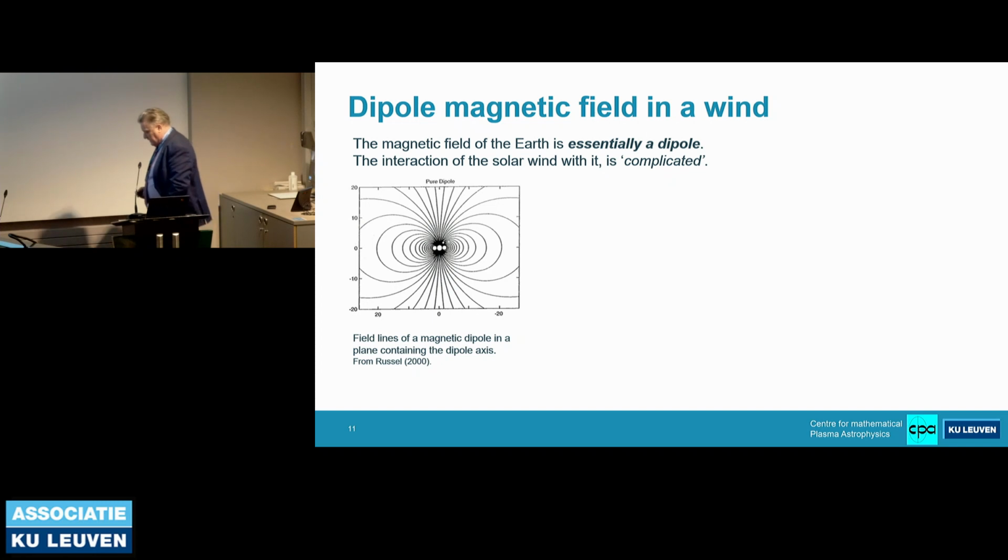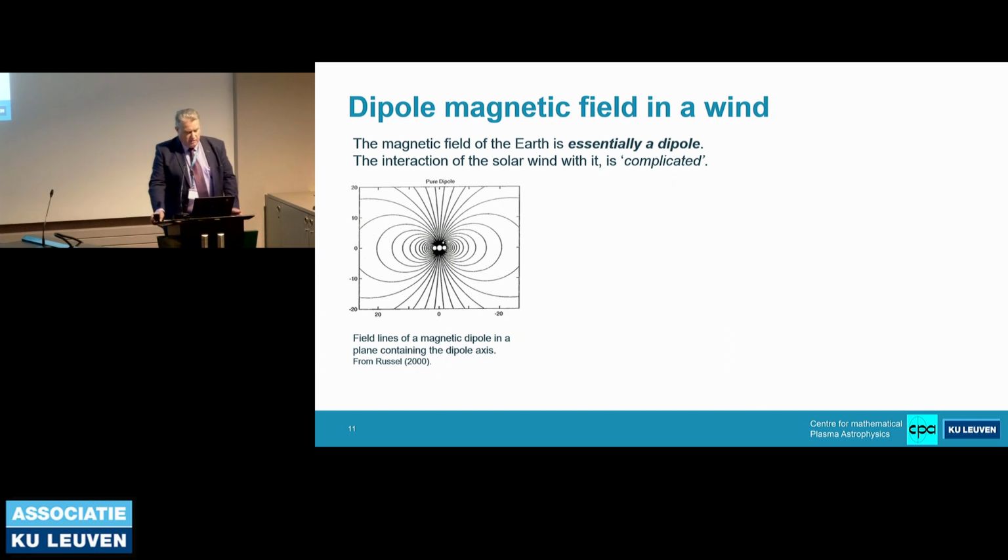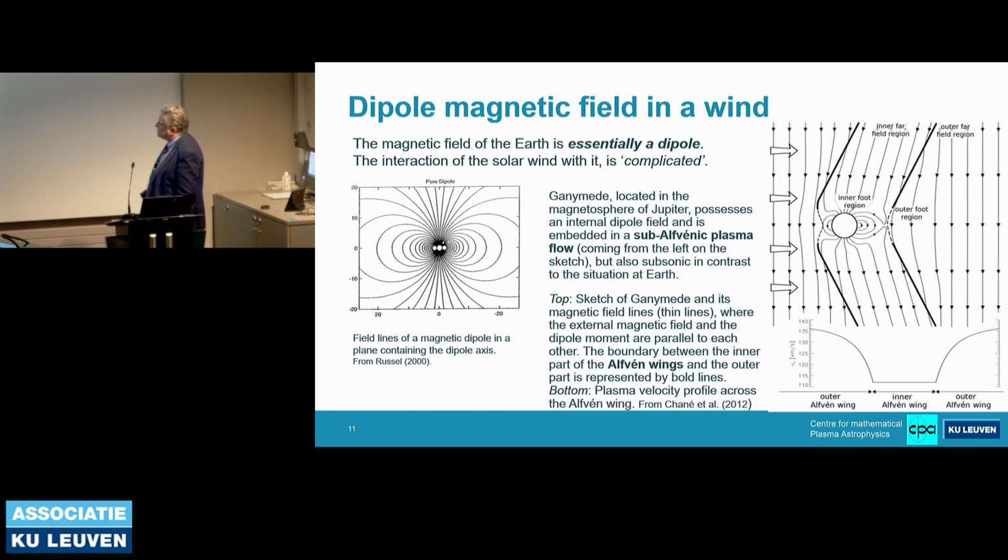So the magnetic field of the Earth is generally essentially a dipole, but of course, because the solar wind, as I mentioned, is also magnetized, the interaction of this dipole with the solar wind is complicated. And the complication you can see also in Ganymede. Ganymede is a moon of Jupiter, which also has a dipole magnetic field, but it is located in the magnetosphere of Jupiter. And so there the wind is already decelerated, and so there the interaction of this wind with the dipole of Ganymede is subalfvénic.